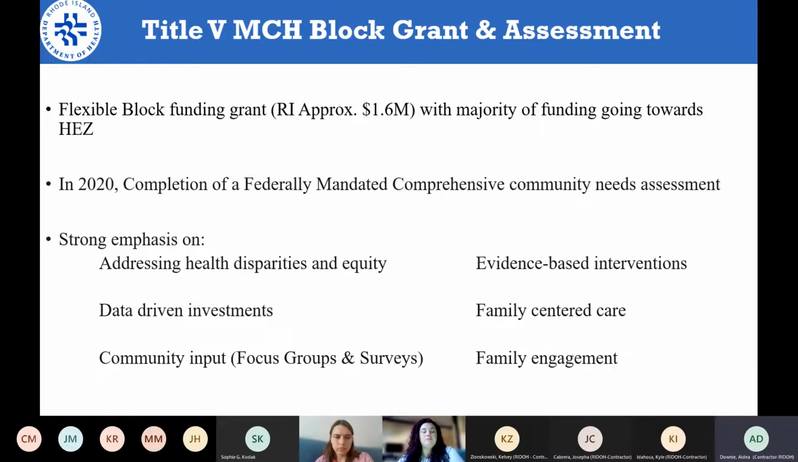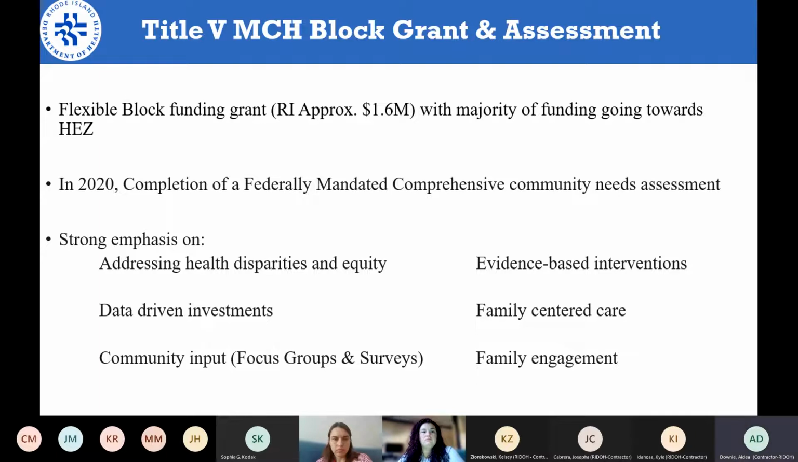And they've grown out to 15 different communities, having different programs such as community health workers, substance use disorder programming, as well as pregnancy support groups and postpartum support groups.